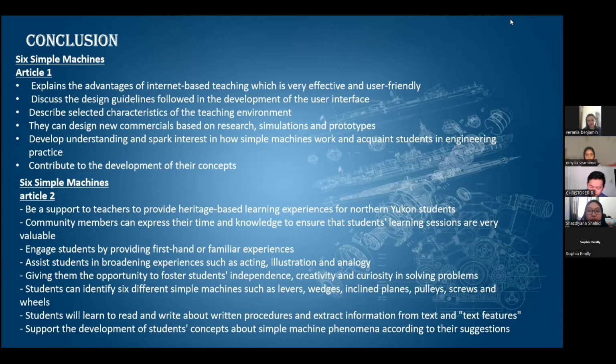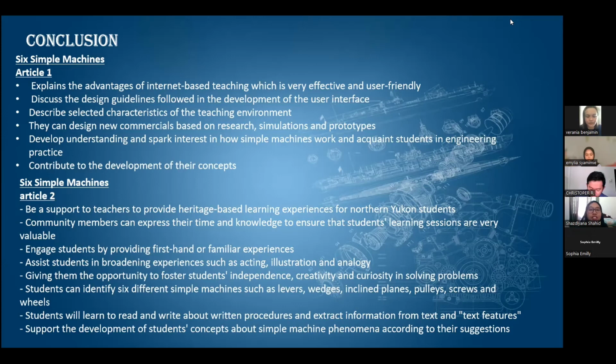In this learning tool, they can design new concepts based on research, simulation, and prototypes. Next, it develops an understanding and sparks interest in how simple machines are an engaging way for students to learn engineering practice, and further contributes to their conceptual development.